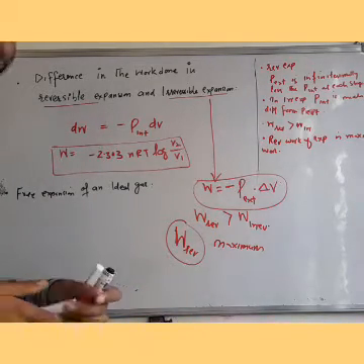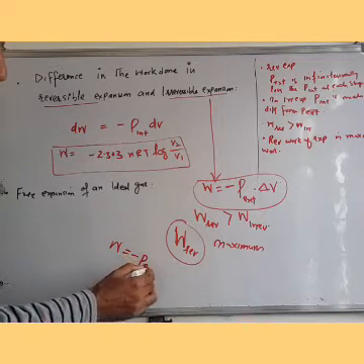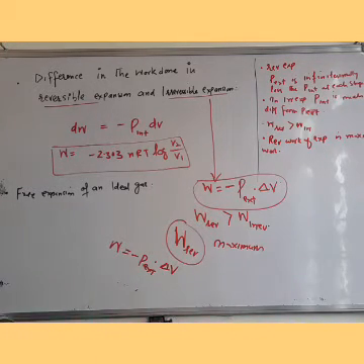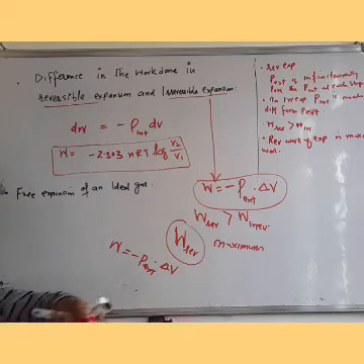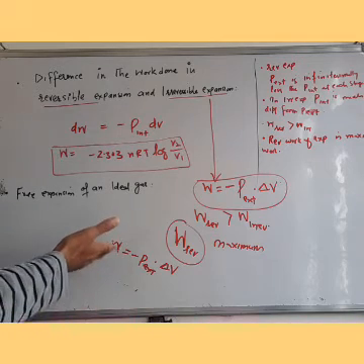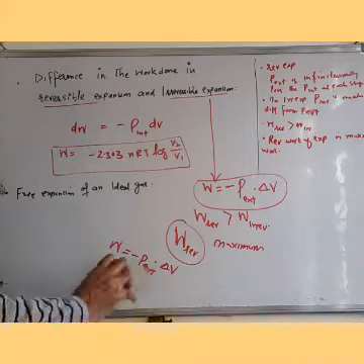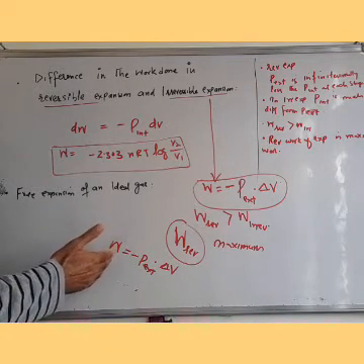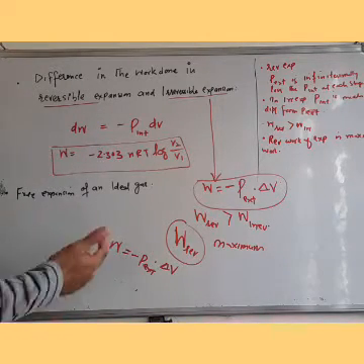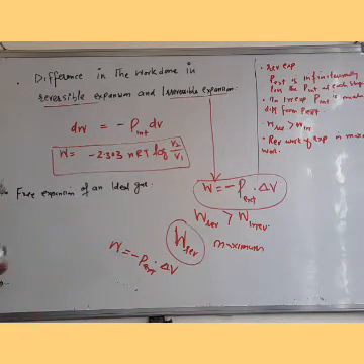as W is equal to minus P external del V. Therefore, for a given change of volume, W is maximum. That means the work done will be maximum for the same change in volume. For the given change in volume, W reversible is maximum. This will be the maximum work, but this is for expansion. W reversible expansion will be the maximum work.